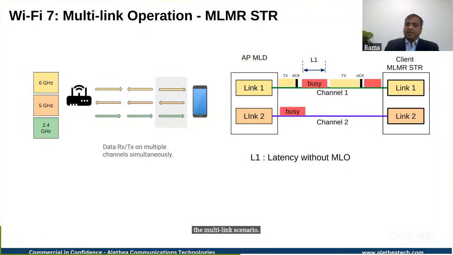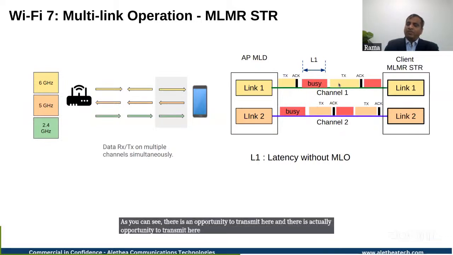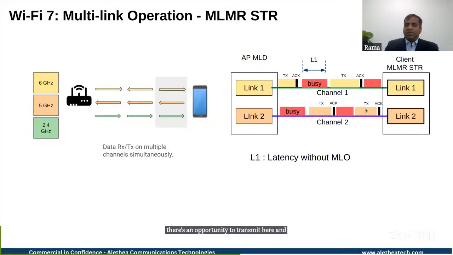Here, take link 2. So we assume link 1 is still the same for the purpose of illustration. And so now assume that link 2 is busy initially, and then it gets free. So there is transmission here, followed by an ACK, and channel 2 is busy, and then you again have transmission, and there's an ACK. Now, as you can see, there is an opportunity to transmit here, and there is actually an opportunity to transmit here. There is an opportunity to transmit here, and there's an opportunity to transmit here.